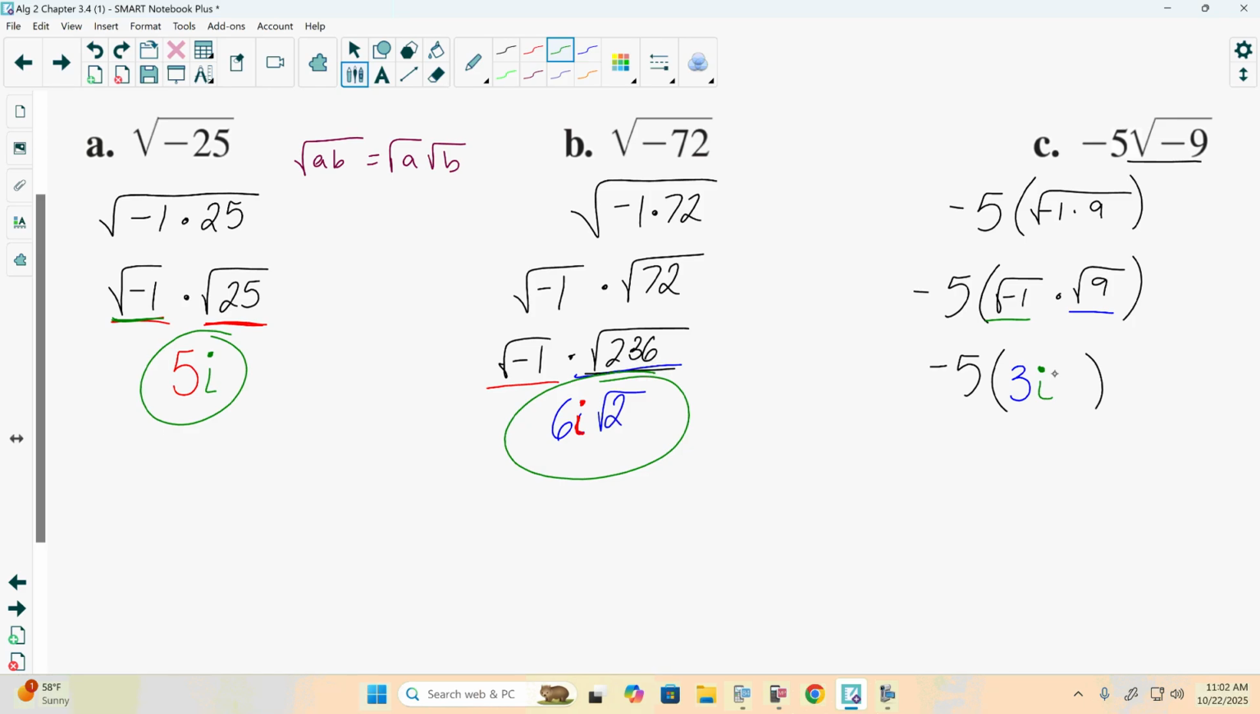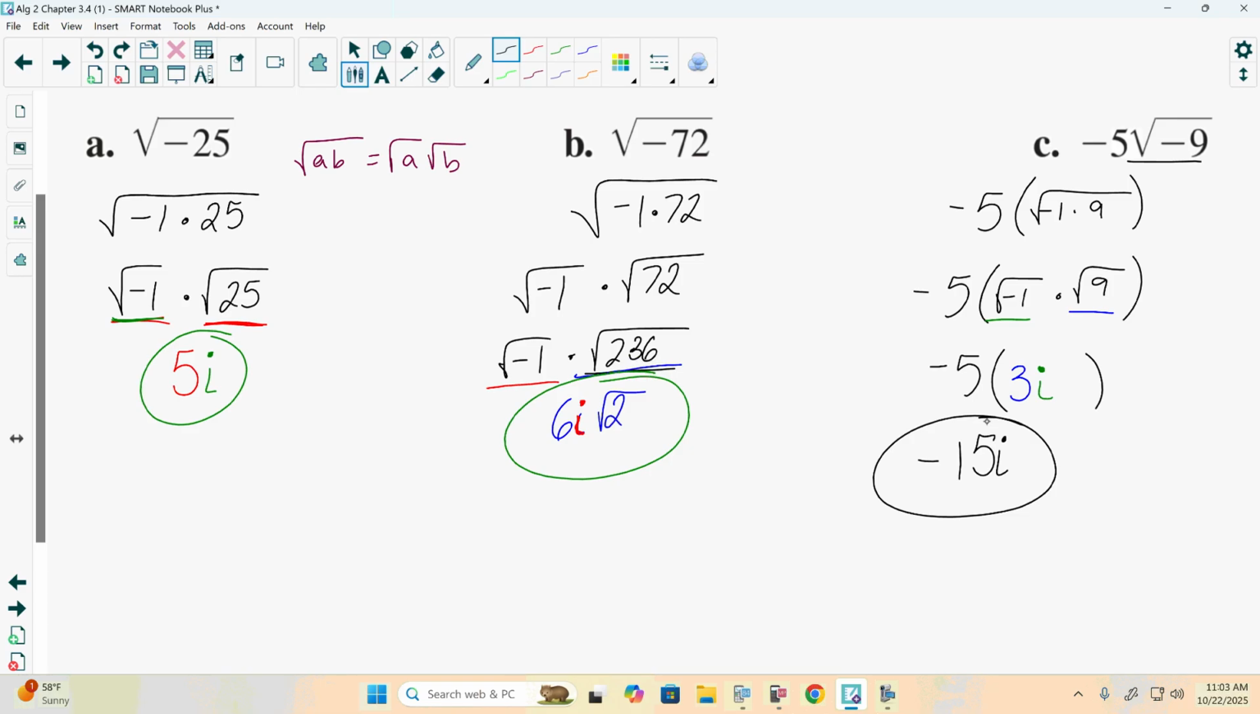So what we have at this point is negative 5 times 3i. Well, what's negative 5 times 3? That's just negative 15, yes? So negative 5 times 3i would be negative 15i. And that's our final answer.